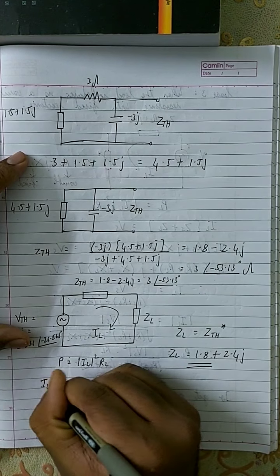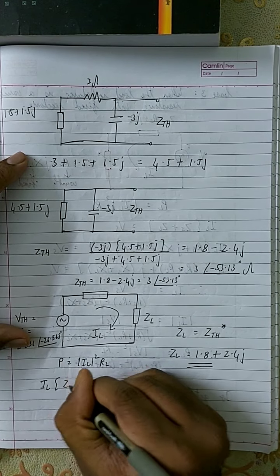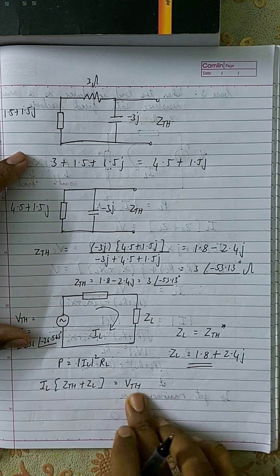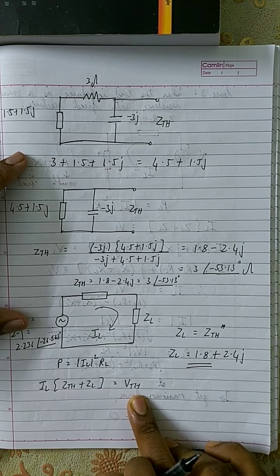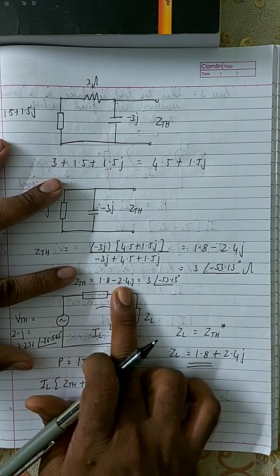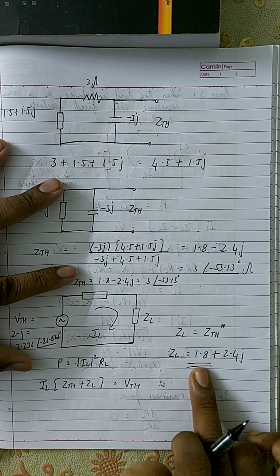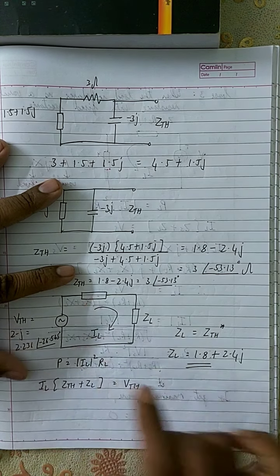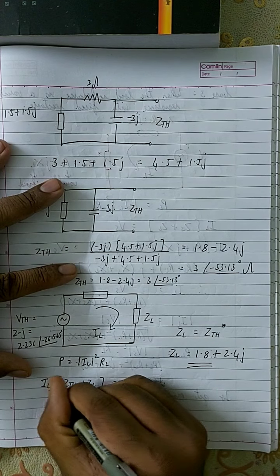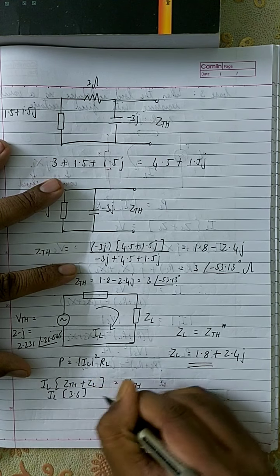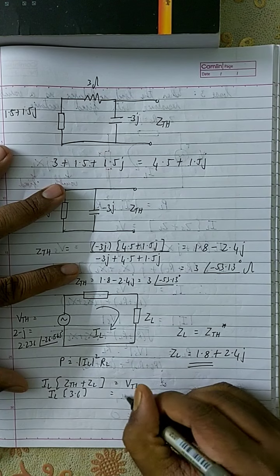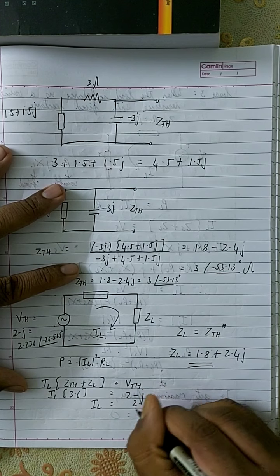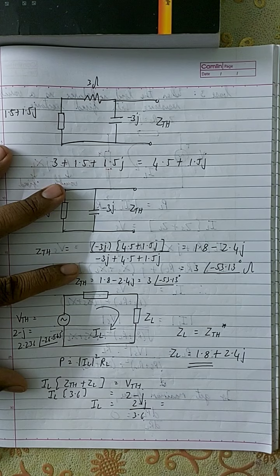We all know that IL into ZTH plus ZL is equal to VTH, right? So ZTH is 1.8 minus 2.4J, and ZL is 1.8 plus 2.4J, which means the minus 2.4J and plus 2.4J will cancel each other. You will have only 1.8 plus 1.8, which is 3.6. So you have IL into 3.6 is equal to VTH. VTH is 2 minus J. Therefore IL is equal to 2 minus J by 3.6.